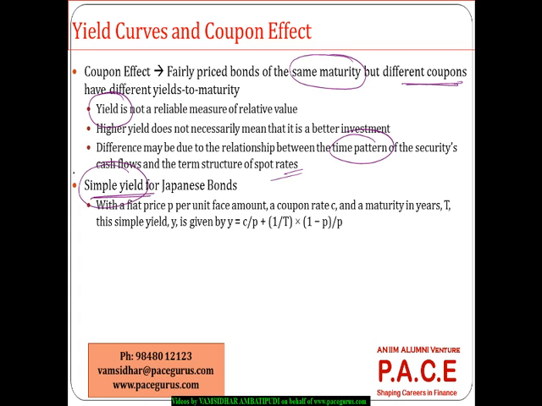We generally look at a simple yield, which comes out with a very simple arithmetic formula: the coupon divided by the flat price, plus 1 by T times 1 minus the price, divided by the price. So this gives me the yield that is associated. Here I am looking at the price per unit of face amount. If it is a premium or a discount, it's in relative terms that I am taking it up.